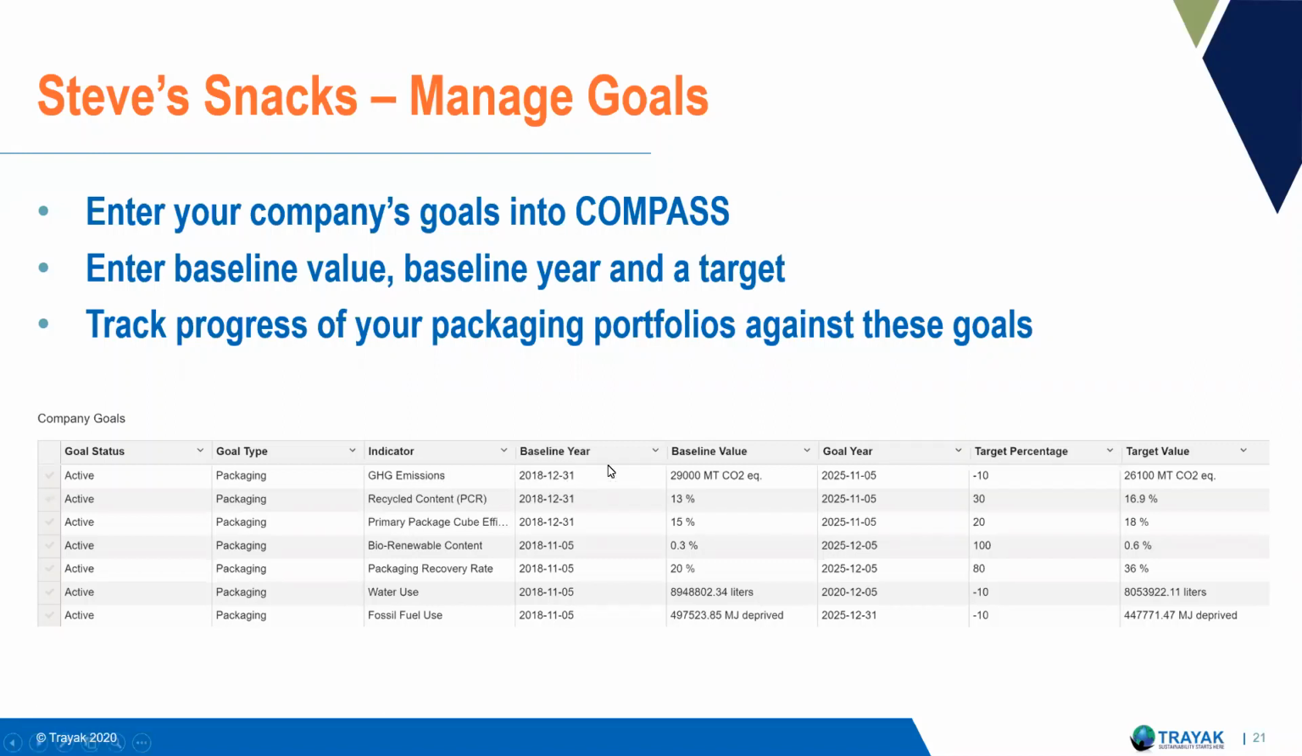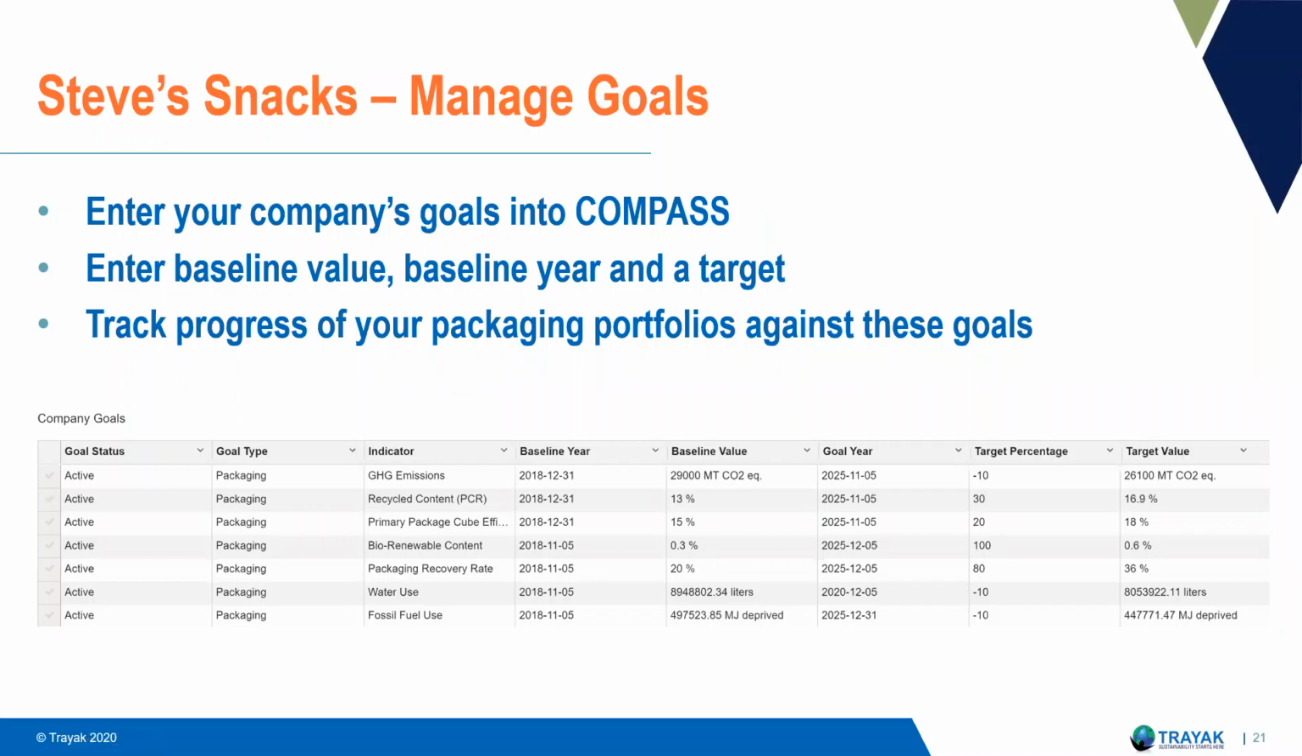I can enter a baseline year that I want my reference to be from. In this case, it's 2018. I have my baseline value in terms of metric tons. So this is what my entire portfolio is; maybe I know this from previous years, or maybe I just have a number that I've assumed and I want to iterate and make sure that this is accurate. From here, I say that I would like to reduce my overall GHG emissions by 10% by the year 2025. That's how this reads, and that's how you can enter it into Compass.